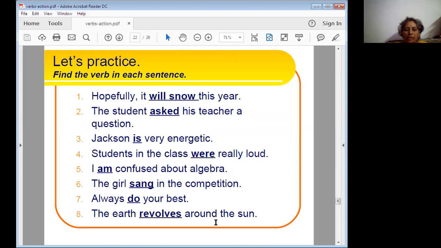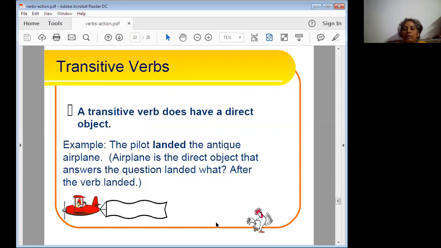Now you see the answers here. It will snow this year. The student asked his teacher a question. Jackson is very energetic. Students in the class were really loud. I'm confused about algebra. The girls sang in the competition. Always do your best. The earth revolves.